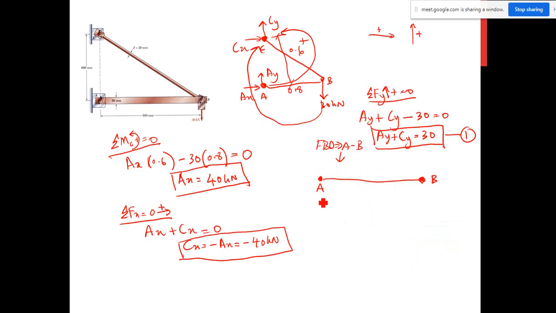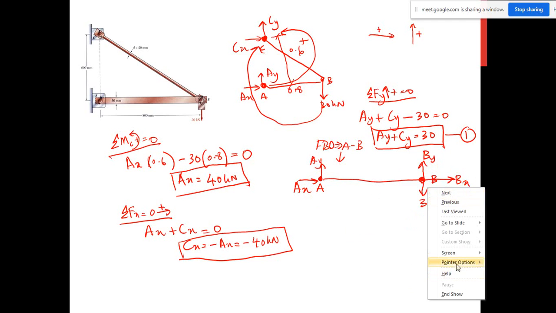Okay, so at point A, same thing, you have AX and also AY. So at B you have 30 kilonewton, and you will have BY and also BX.